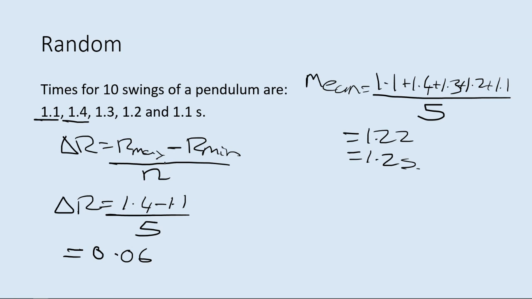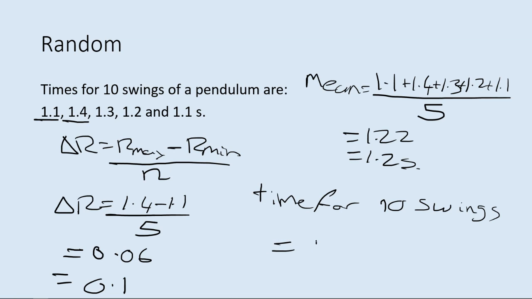0.06. Now again, we want this to have the same number of significant figures as our final value. Okay, so we have 3 significant figures here, so we want to make that 2, so that would be 0.1. So that means that the time for 10 swings is 1.2 plus or minus 0.1 seconds.